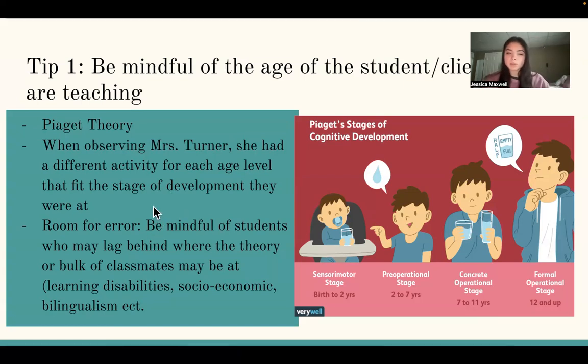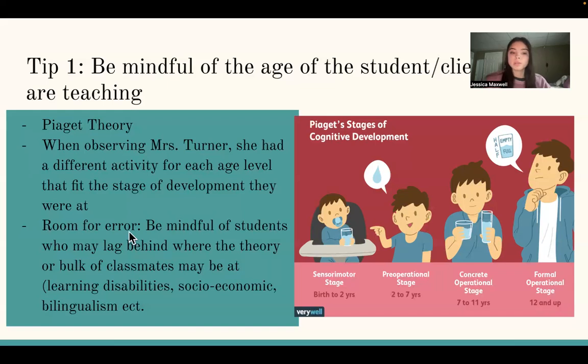One thing I would be mindful of with this tip slash theory is that some kids may lag behind or even be ahead of the stage they're supposed to be at. So I would just use this as a guide to support the fact that you should be mindful of what age they are at and what stage they are and where they are roughly with their development, in order to figure out what teaching method, strategies and activities are going to be best for this learner.